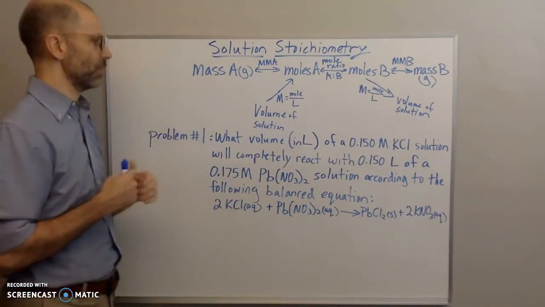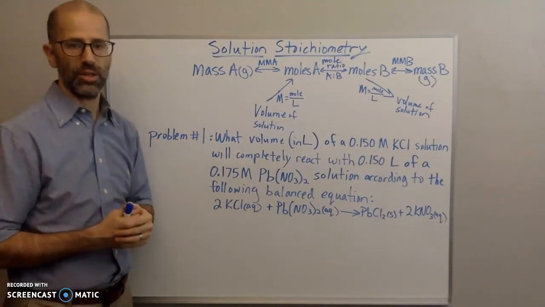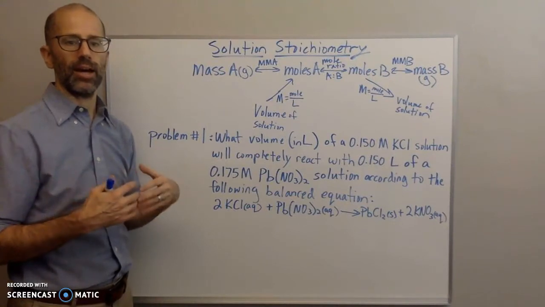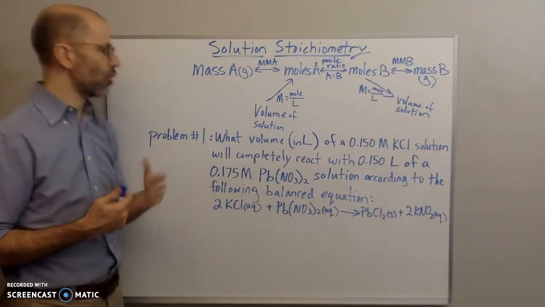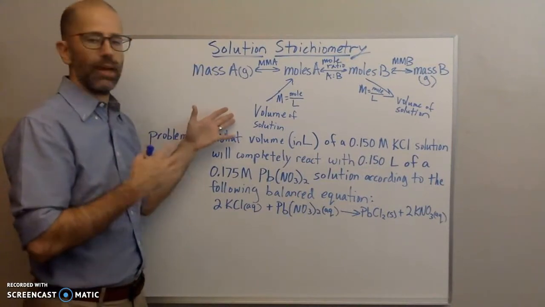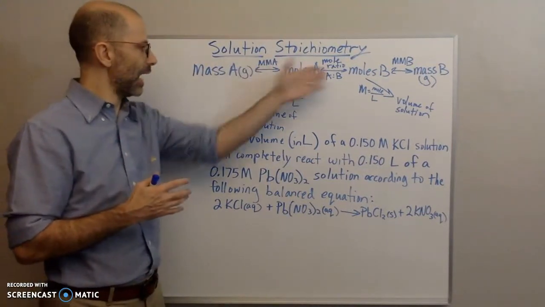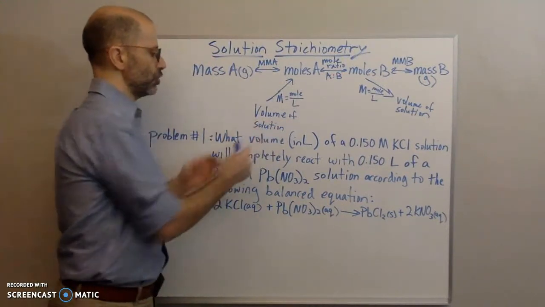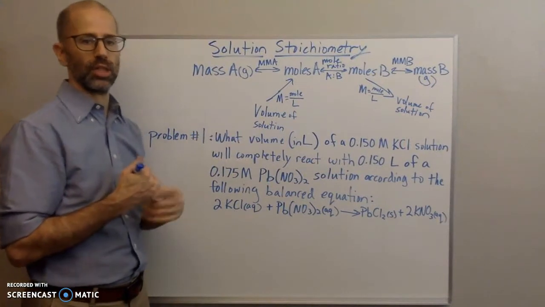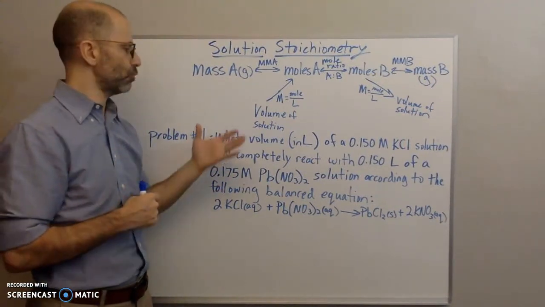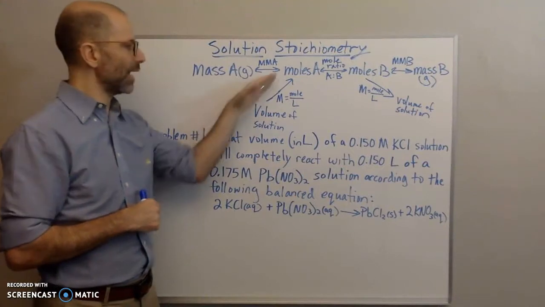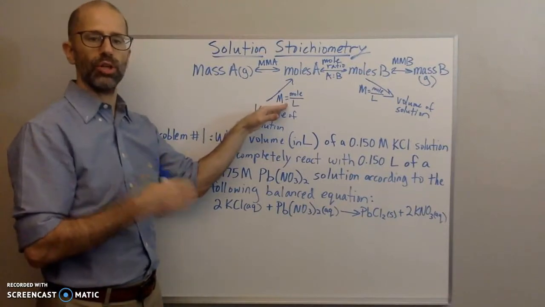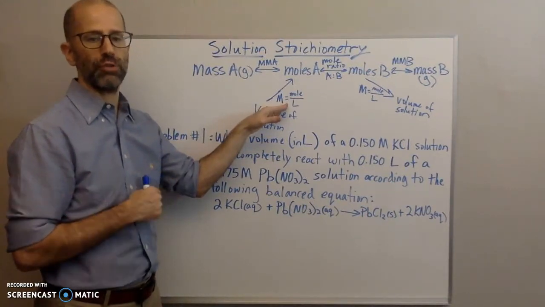Now with solution chemistry, you're not going to be given grams. Most likely you're going to be given a volume and a molarity. In every problem, you're going to want to get onto the highway somehow. If you're given a volume of a solution, whether milliliters, liters, or whatever they give you, your way back onto the highway is through the molarity, because we saw before that you can use molarity as a conversion factor.